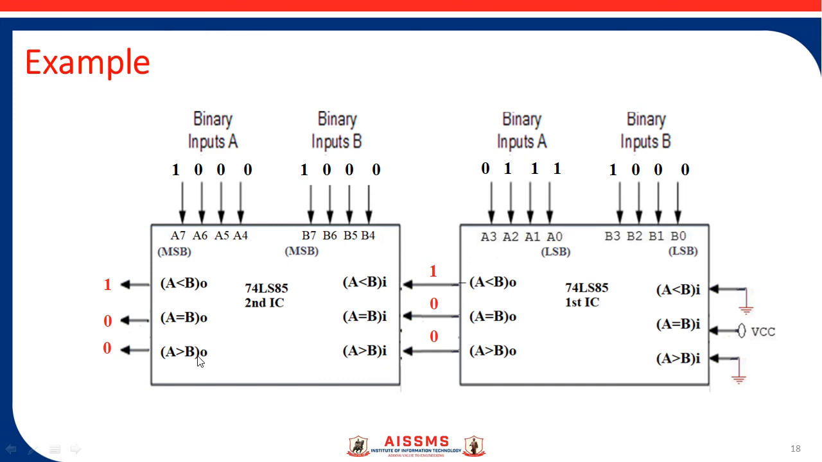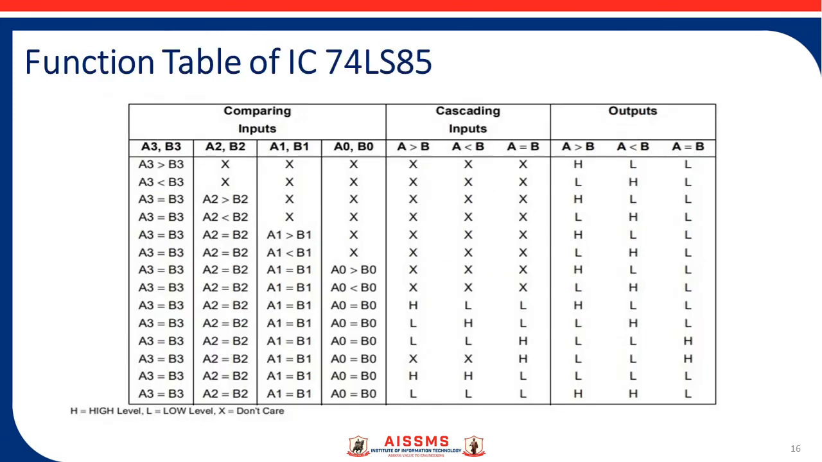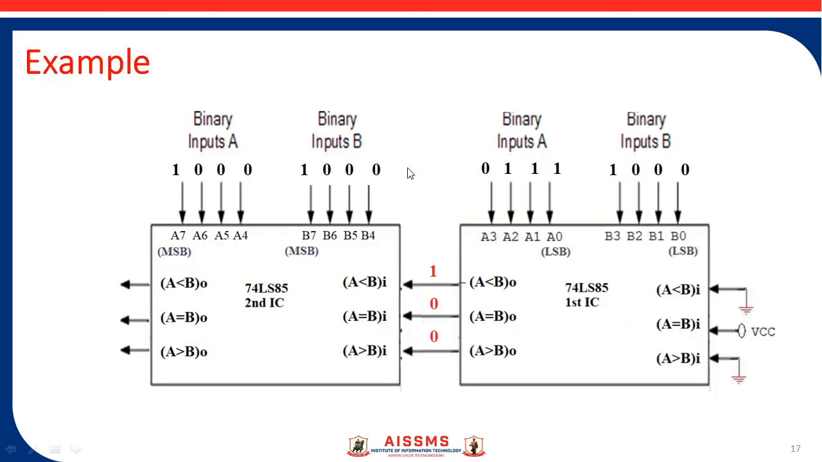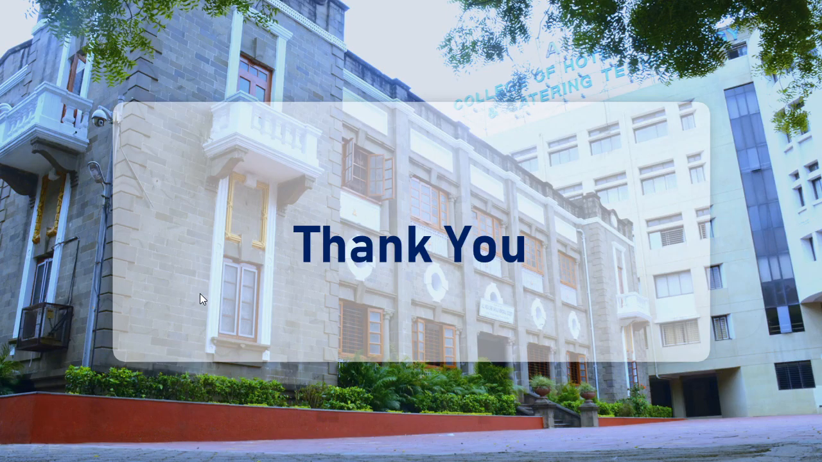So we have taken A as 135 and B as 136. Here we can directly say that A is less than B, but by using this function table, we can prove A is less than B. Thank you.